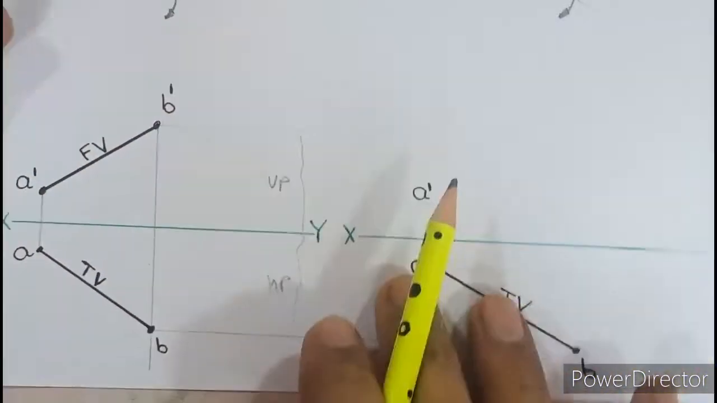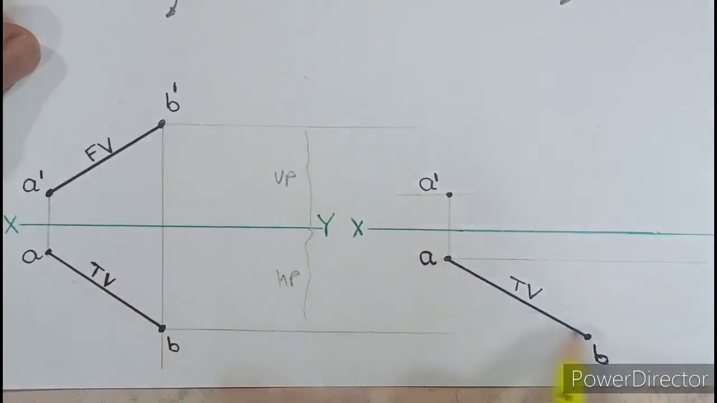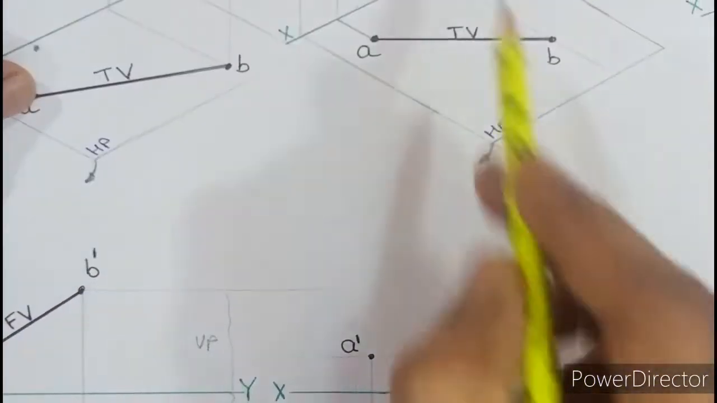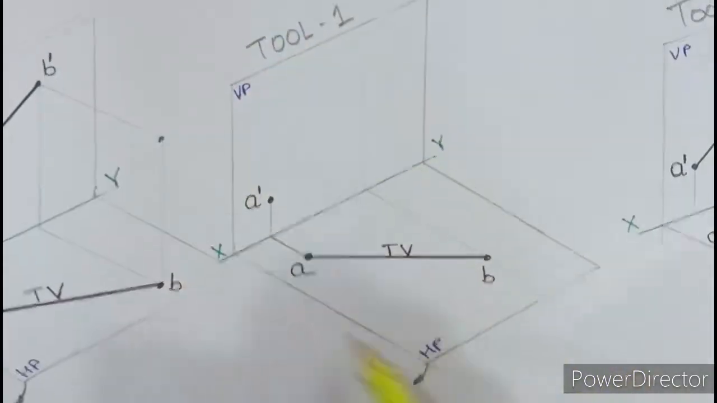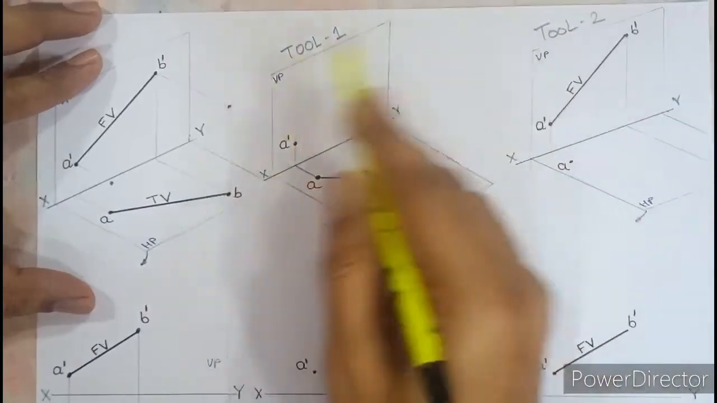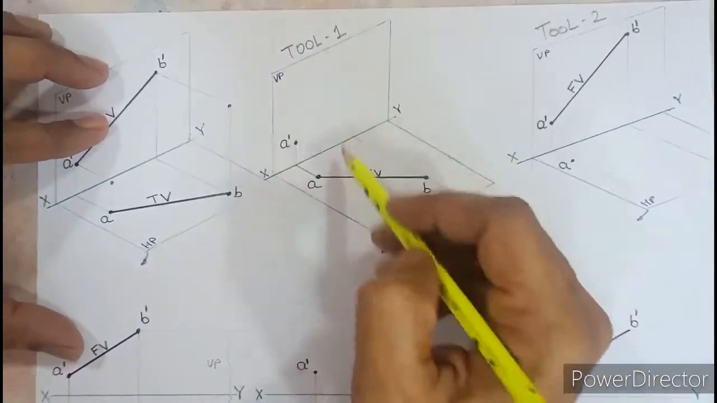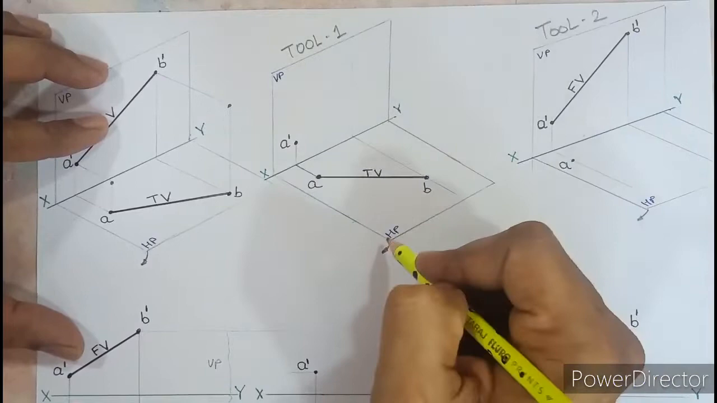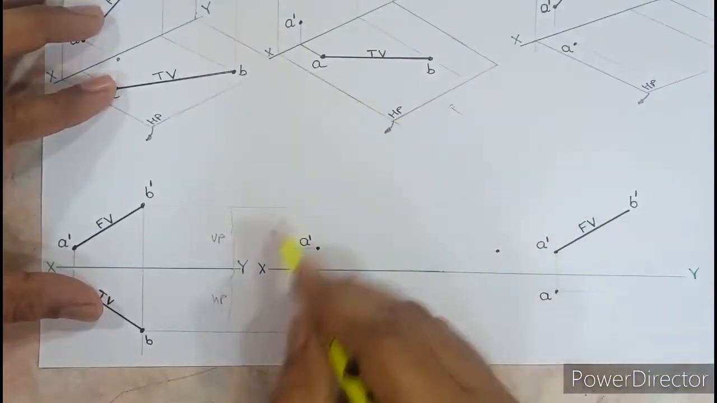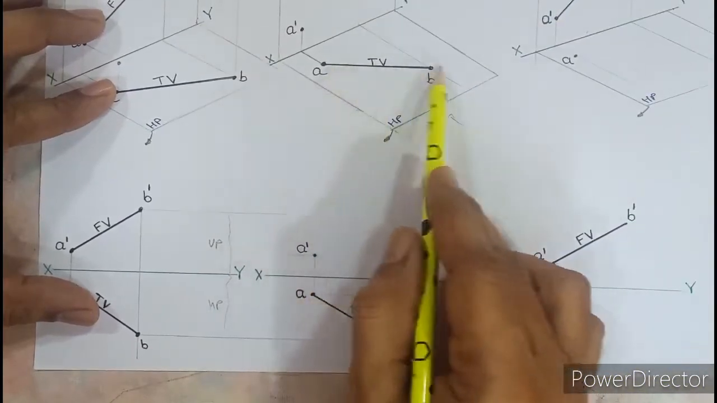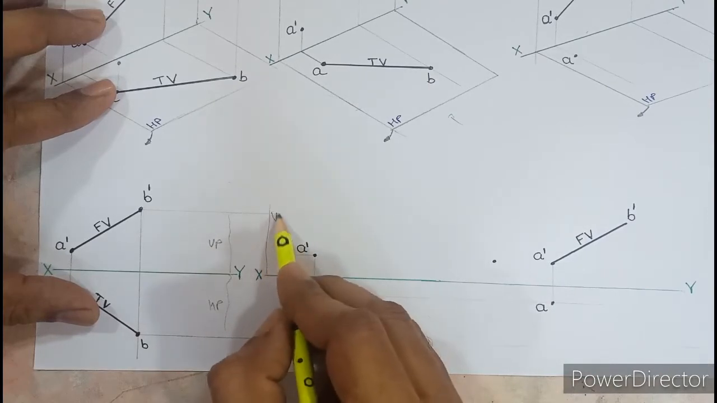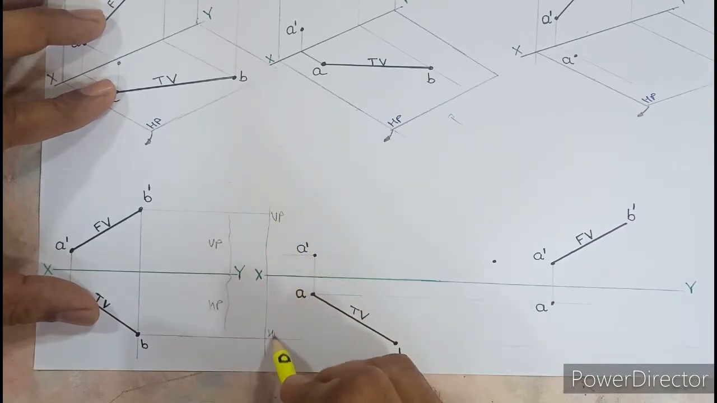Now let us split the diagram. This top view I have transferred here. The front view is blank. So if you turn this diagram, this tool 1, a little bit inside, this is the 3D diagram, the three-dimensional drawing. If I turn HP down and look from the front, this is how the diagram will look. So the top view will go below XY. Here the top view is below, and we should again remember that anything above XY is VP and below it is HP.